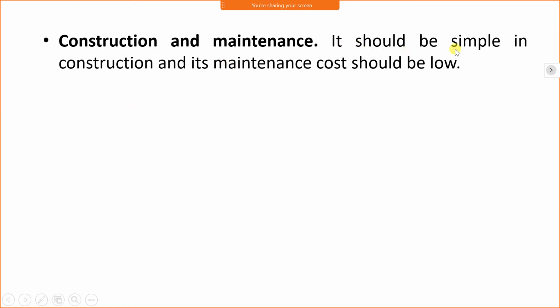Construction and maintenance: it should be simple in construction and its maintenance cost should be low. The construction of the boiler should not be very complicated, because if the construction is very complicated, it is very difficult for the repairing and maintenance of the boiler. Therefore construction should be very simple. The engineer or the maintenance person can easily identify a fault if it occurs in the boiler, and it can be repaired.